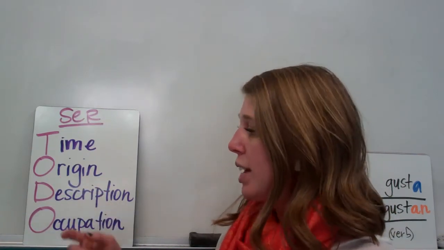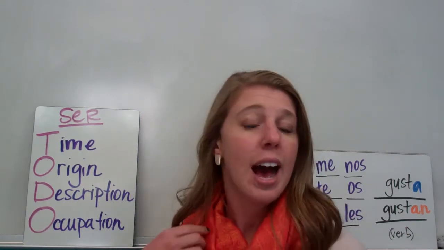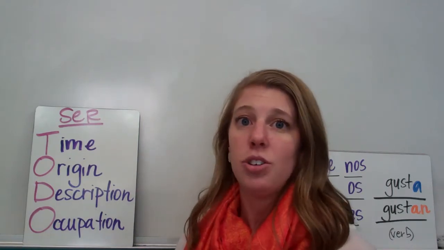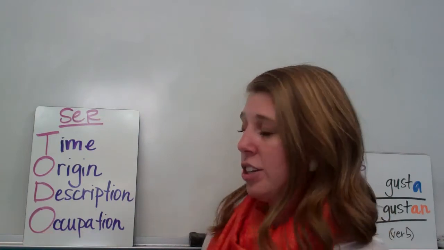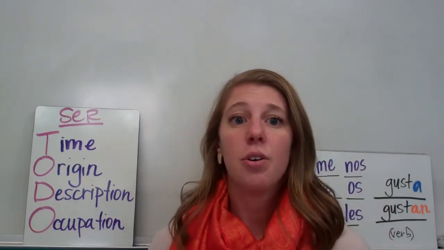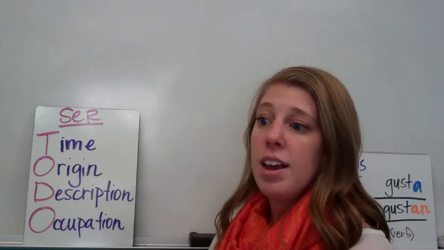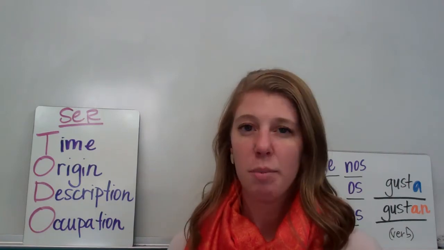It's also a description, and this is a physical description of stuff that's never going to change. Like, I am blonde, that's a permanent trait. I am a girl, that's a permanent trait. I am mean, permanent trait. Then we get to occupation, and this is your job. So I am a teacher, you are a student, my mom is a lawyer, my dad is a doctor. So stuff like that, so your occupation.